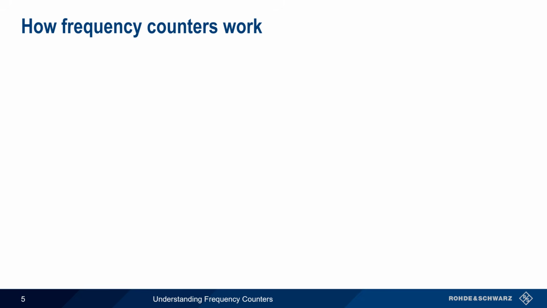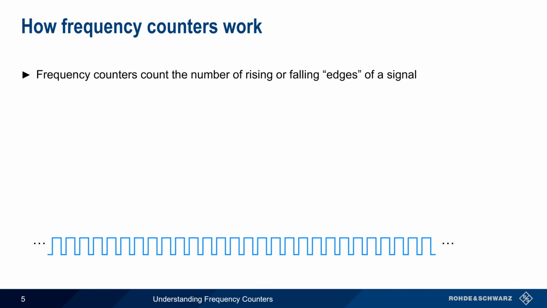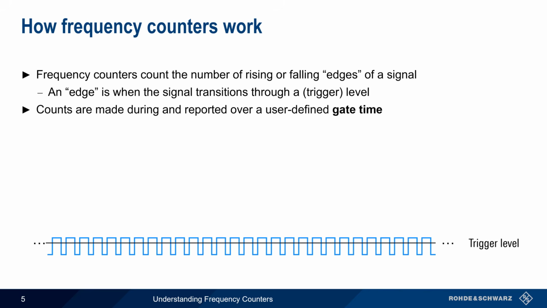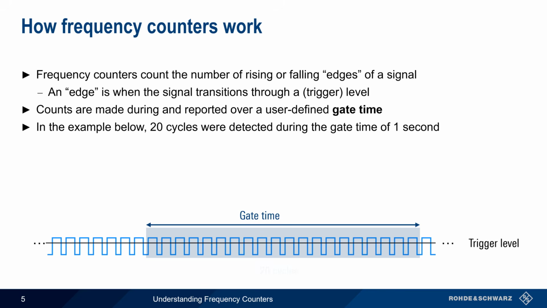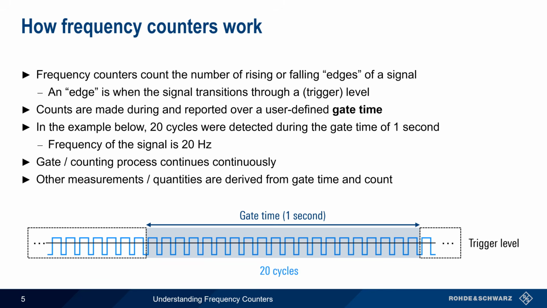Now let's look more closely at how frequency counters work. A frequency counter counts the number of rising or falling edges of a signal, where an edge is defined as the signal transitioning through a defined trigger level. These counts are performed and reported over a user-defined gate time. For example, here we counted 20 cycles with a gate time of 1 second, so the frequency of the signal is 20 Hz. In most cases, this gating and counting process is performed continuously, and other measurements or quantities, such as frequency or period, are derived from the gate time and count.